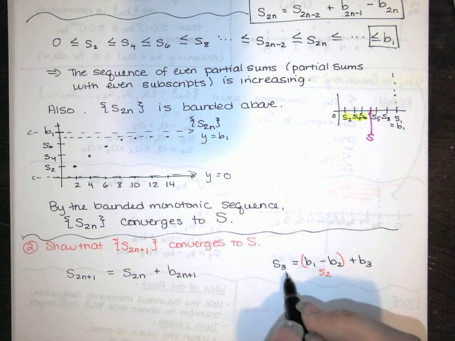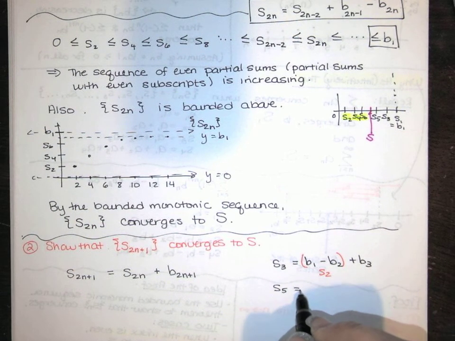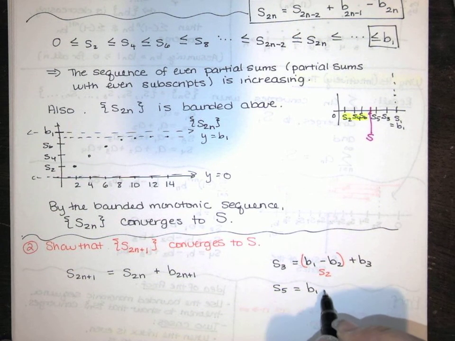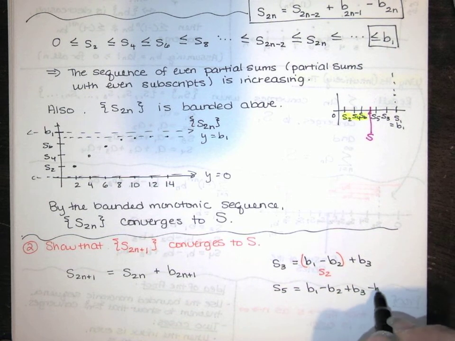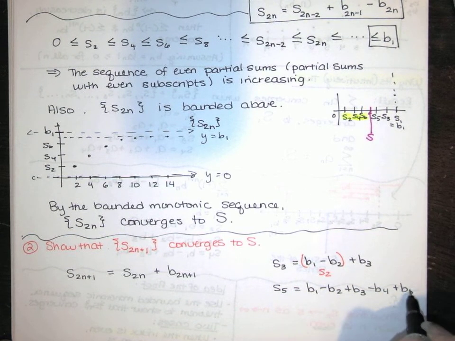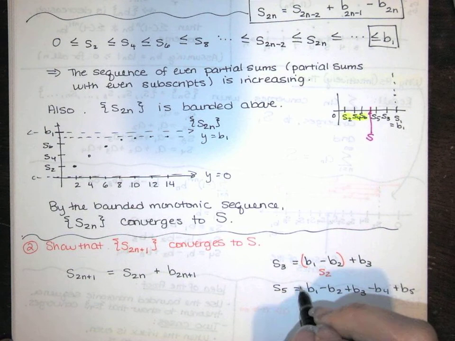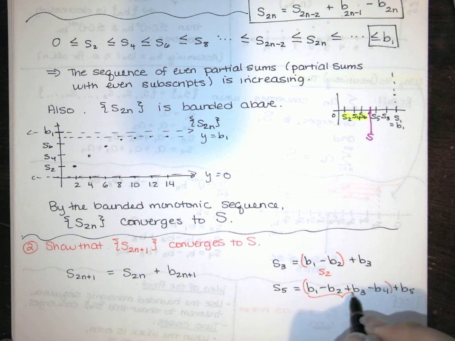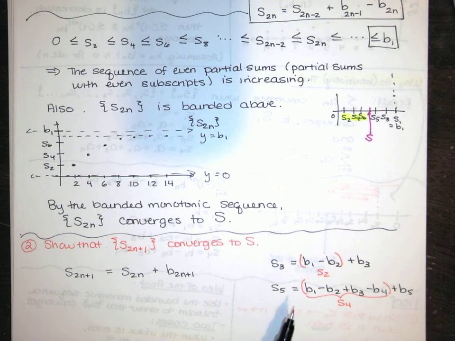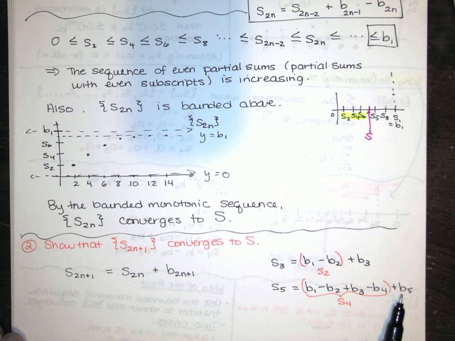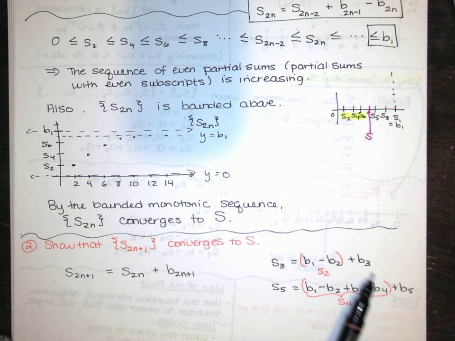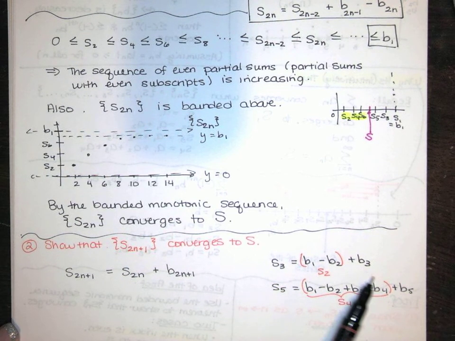Or when our subscript, the index, is 5, we'll have B sub 1 minus B sub 2 plus B sub 3 minus B sub 4 plus B sub 5. Well, all of this is S sub 4. So you see that? We're taking the previous partial sum and then adding one more term. And because of the way our series was structured, that other term is positive.